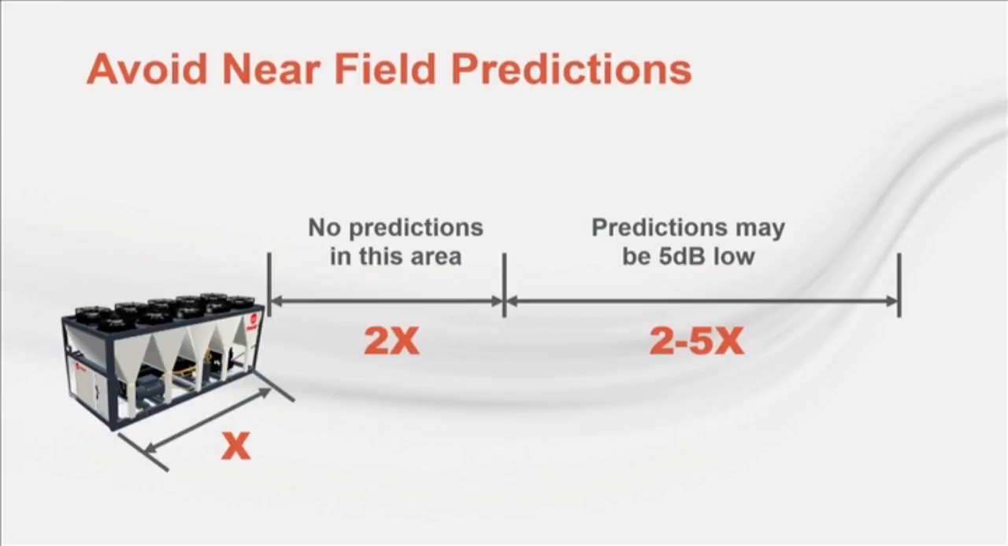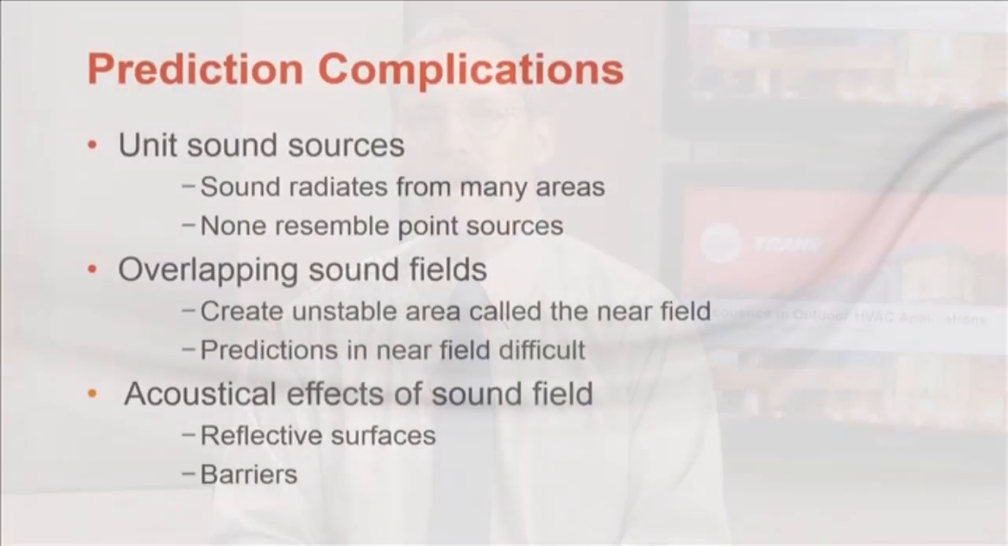Predictions near the unit are one of the cases where advice from an acoustical consultant is recommended. The final assumption is that sound radiates into an acoustical free field. That's an area without reflective surfaces, other sound sources, or atmospheric and ground absorption effects. It's pretty rare to find a job where the unit is in an acoustical free field. Most of the time, the sound path between the source and the receiver is filled with things that will either increase or decrease the sound at the receiver location.